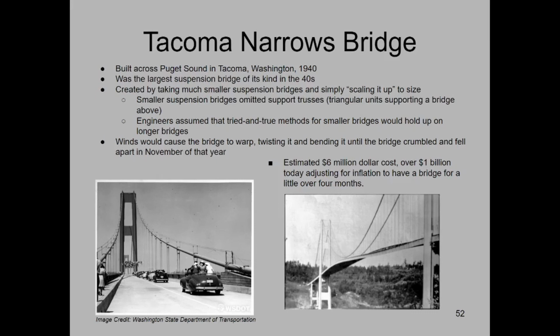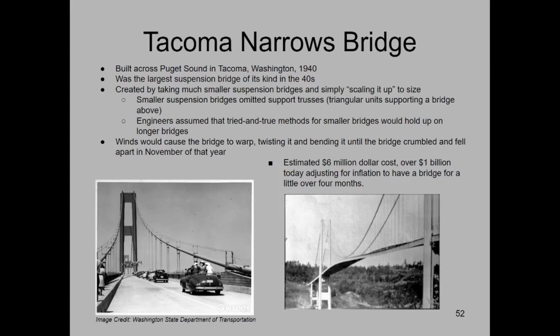So the problem was, when you build a bridge, trusses are, if you can imagine, those triangle-looking steel beams that usually sit above a bridge to keep it structurally sound. Smaller suspension bridges would often omit these simply because the suspensions themselves would be sufficient, and they were small, so things like inclement weather would not affect them enough.